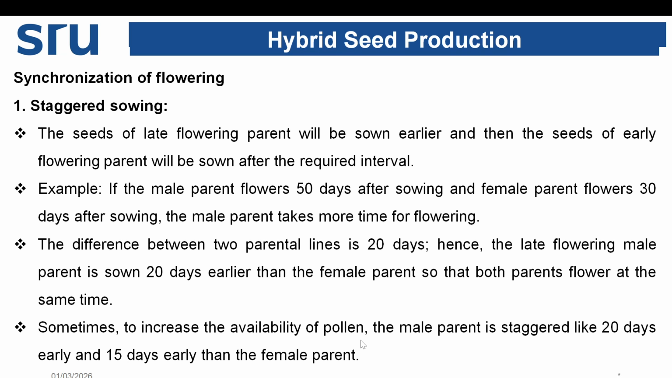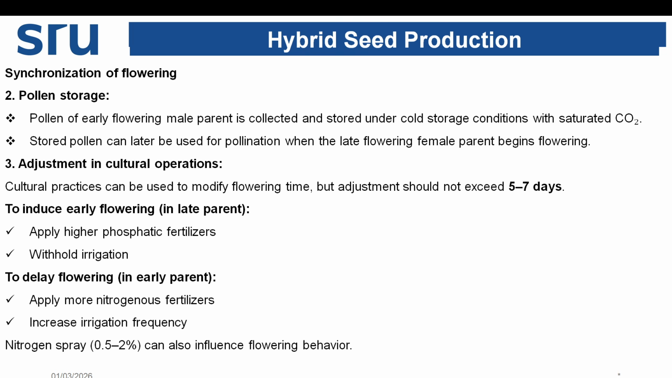Sometimes, to increase the availability of pollen, the male parent is staggered, like 20 days early and 15 days early than the female parent. The next, pollen storage. Pollen of early flowering male parent is collected and stored under cold storage condition with saturated CO2. Stored pollen can later be used for pollination when the late flowering female parent begins flowering.